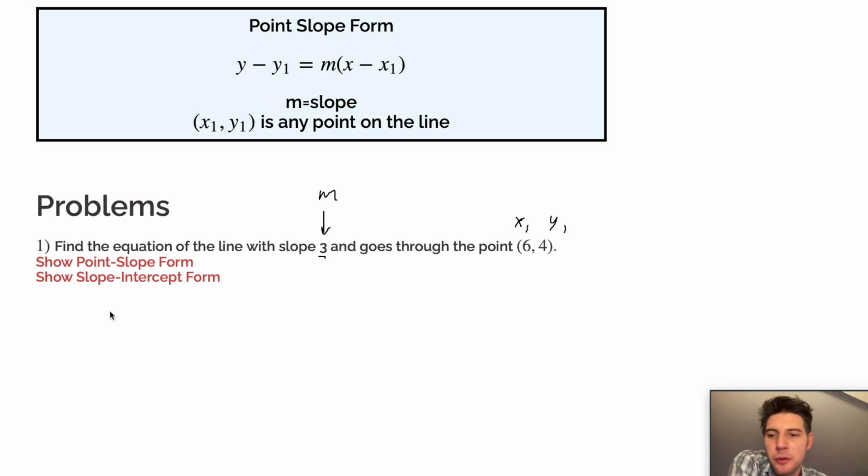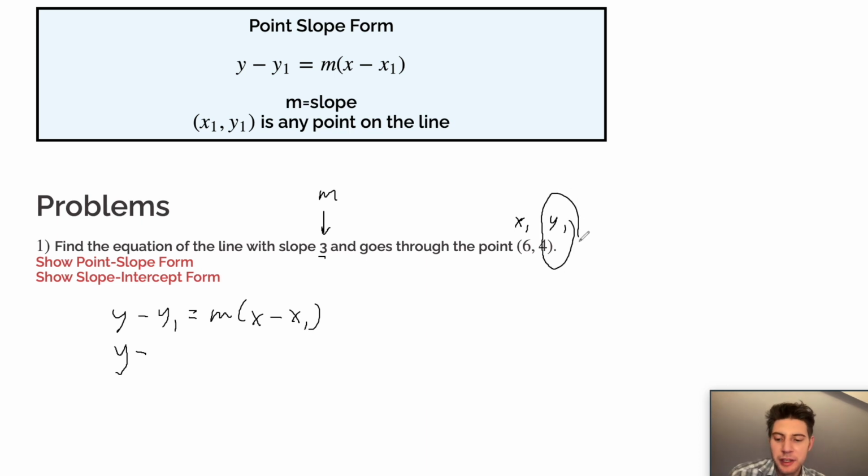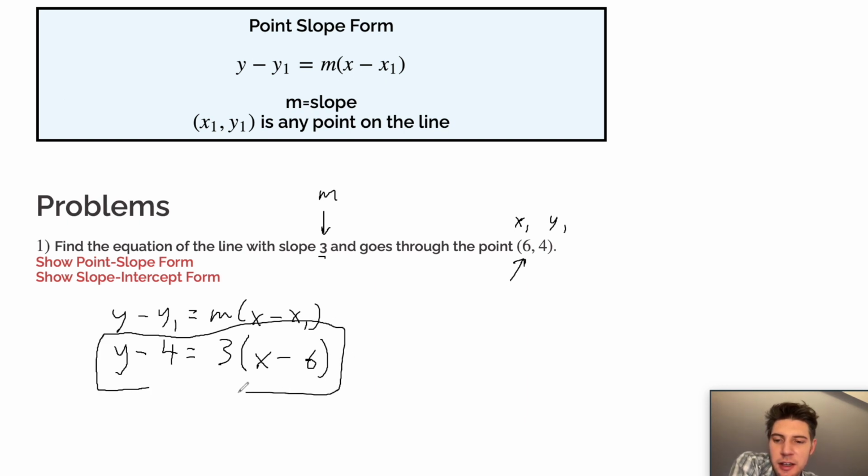I'll recopy point slope form here. And all I did was recopy this from up here, from the notes. Then we'll plug in. Well, y we're going to leave as y minus y1, and y1 was the y value of our point. So that's going to be 4 equals the m is 3. That comes from here where they told us the slope. And then x minus, and x1 is the x value of our point, which was 6. So this is the answer to the first question. This is it in point slope form.